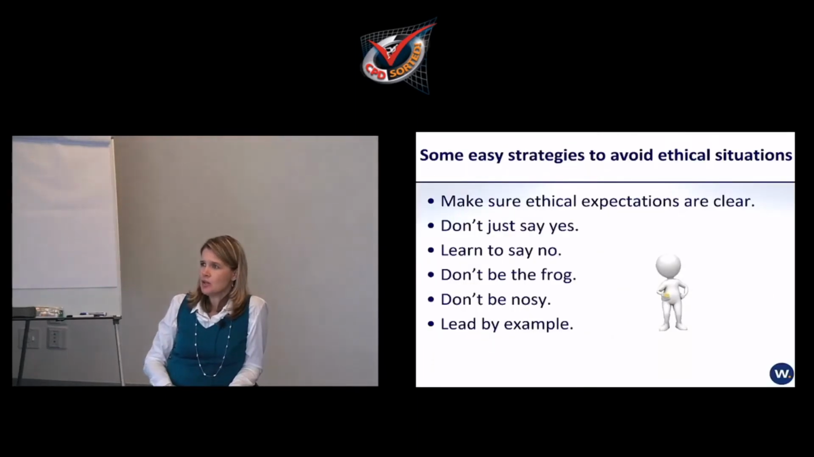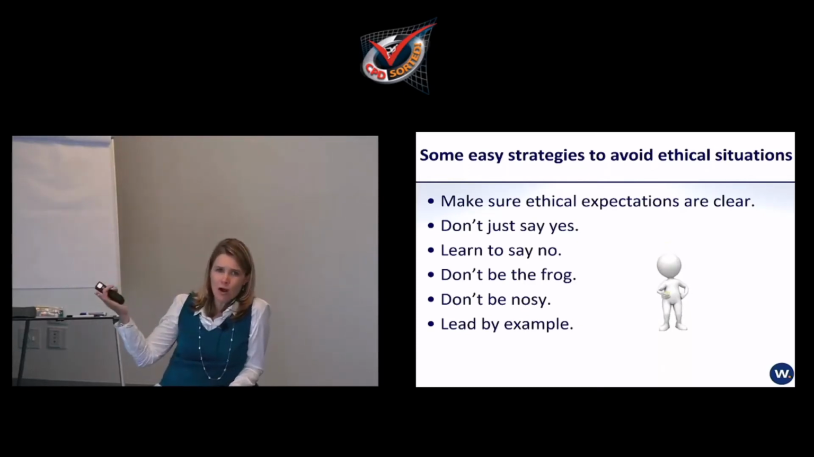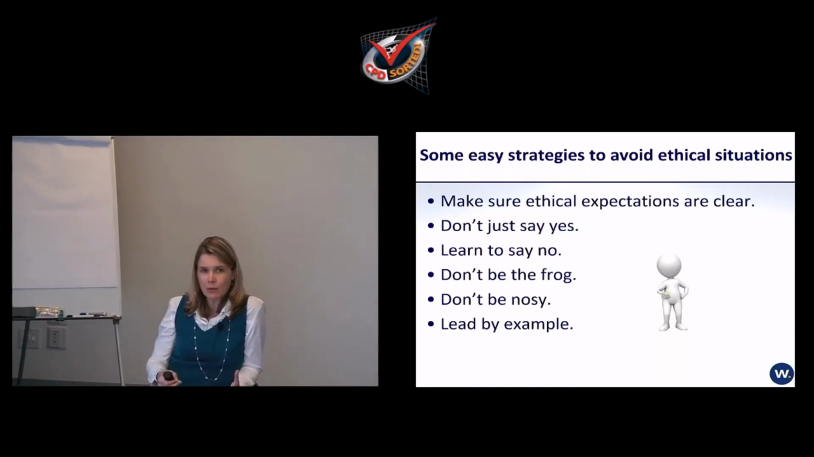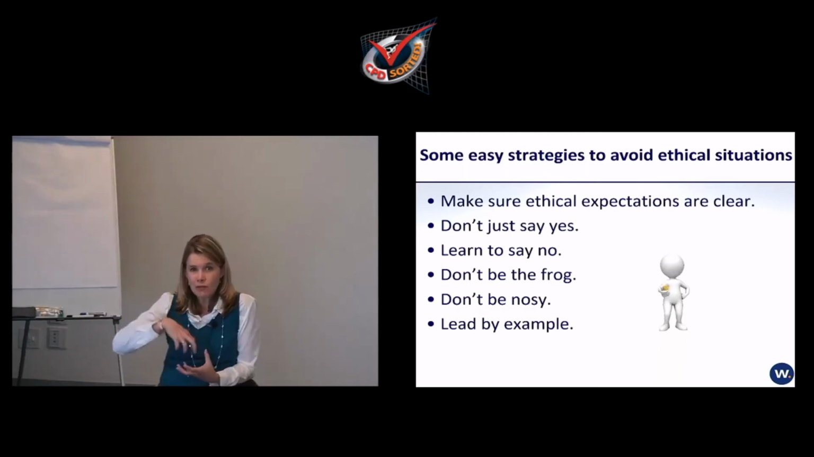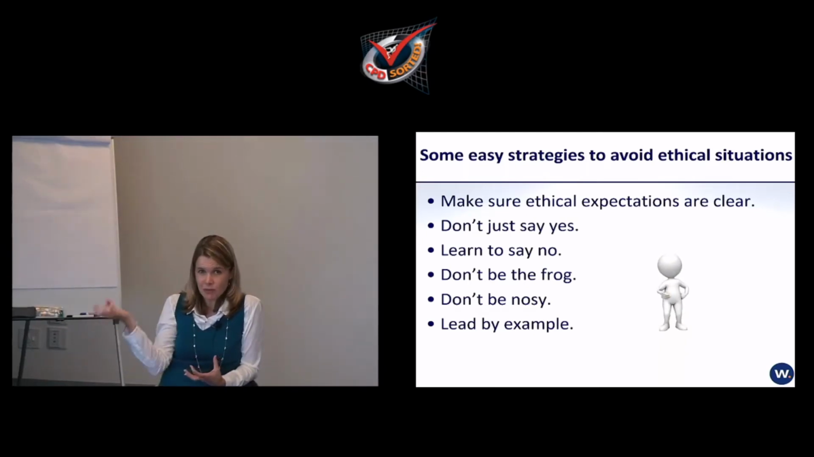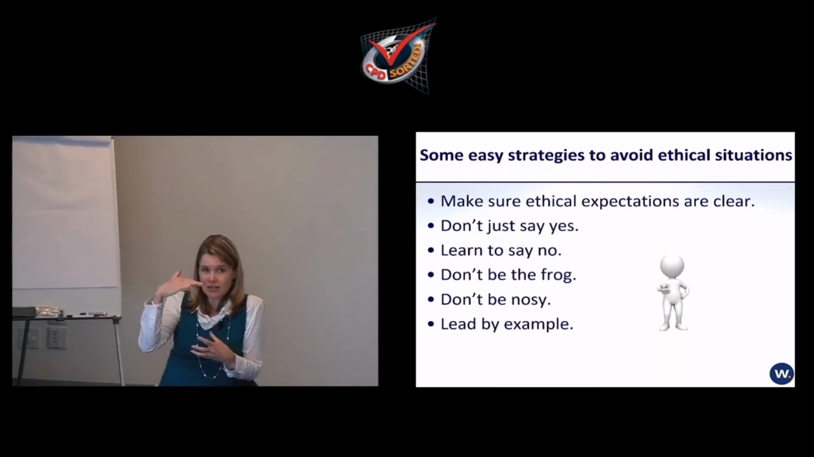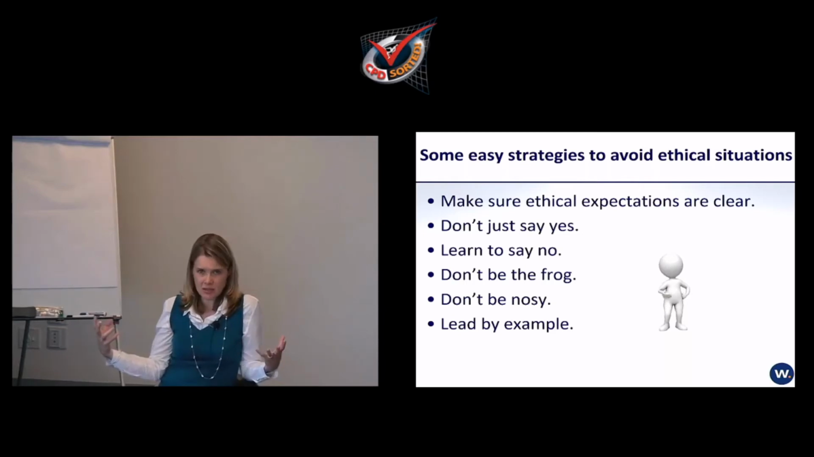Okay, so we're going to document it. Then we make some easy things to avoid, and I spoke about this. Being a frog. A lot of people don't know what that means. Being a frog in boiling water means that if you put a frog into boiling water, it jumps out. If you put a frog into cold water and gently raise the temperature, he boils to death. And that's what happens in unethical situations.